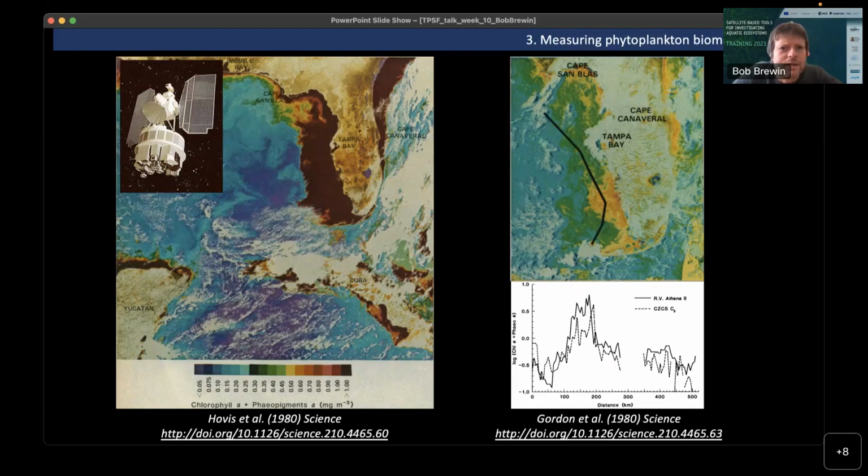So you can see here where Florida is just in the image here. And on the right-hand side, the image was matched alongside a transect of chlorophyll measurements collected by a ship using photometric-based measurements. And you can see how well correlated the spatial changes in chlorophyll are when matched between the satellite and the ship.